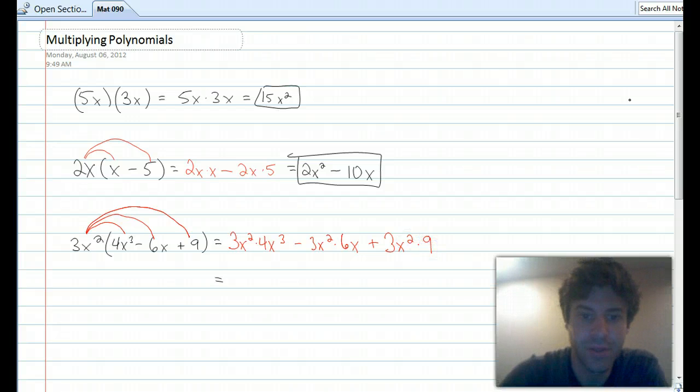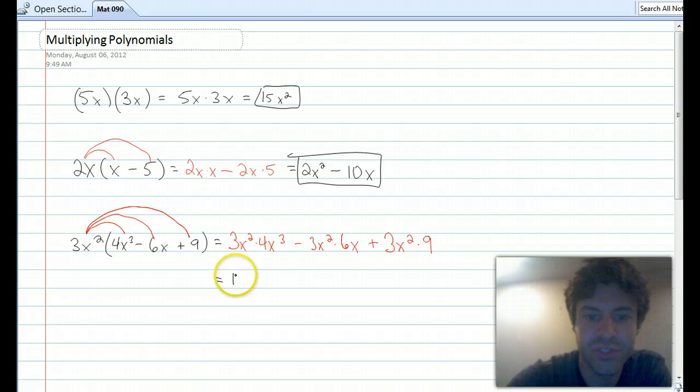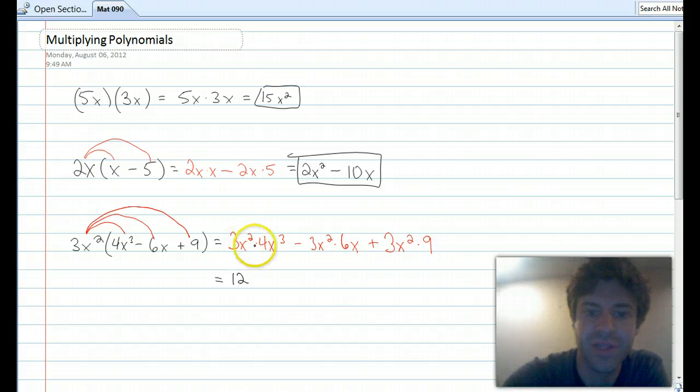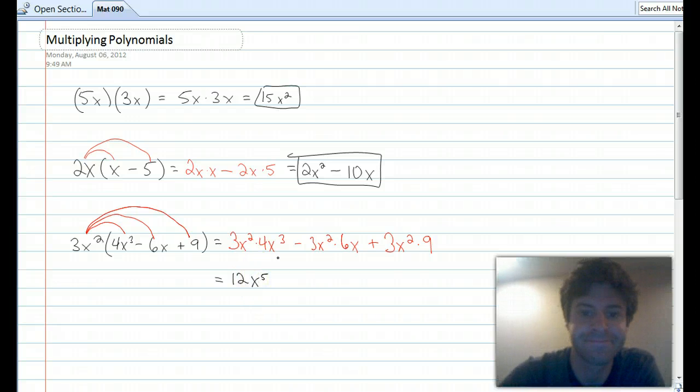Let's multiply it out. We have 3 times 4, which is 12. And what is x squared times x cubed? Well, we had a video called Exponents a couple of videos ago, and we learned that to multiply similar bases with different exponents, you can add those exponents. So we have x squared times x cubed is x to the 5th power.